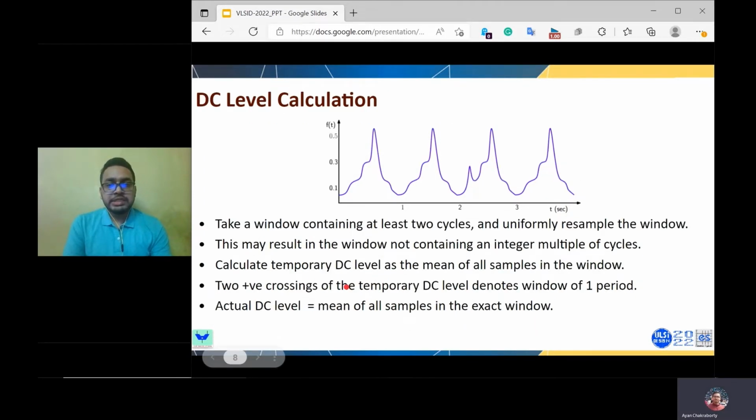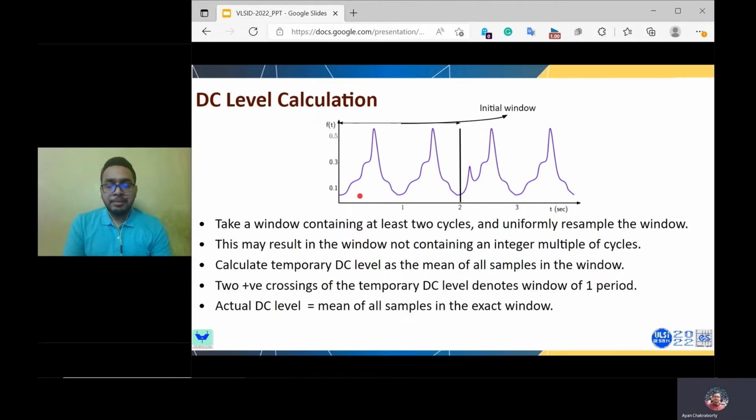Now let's move on to the DC level calculation. We initially take a window which contains at least 2 cycles, since we already know the time period from our previous calculations. Then we resample this window, because to take the mean we need to resample it first, as the signal may be adaptively sampled earlier. After resampling, we observe that there may be additional samples in the signal, for example at the beginning or at the end, which do not belong to any cycle. And if we directly take the mean, these extra samples may skew the mean away from the actual DC level.